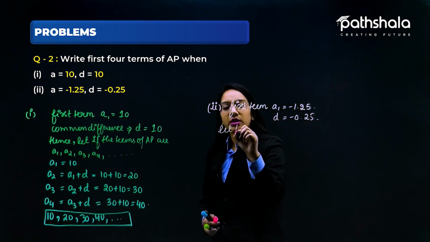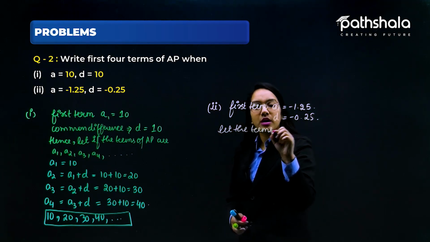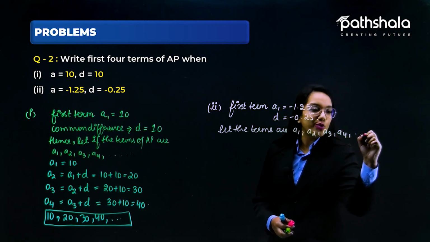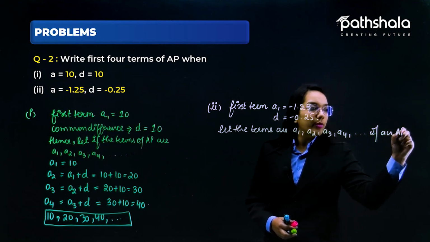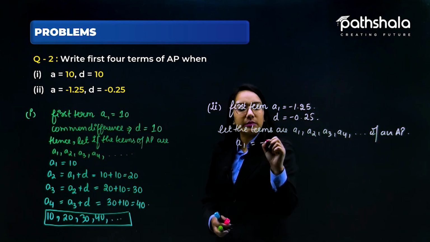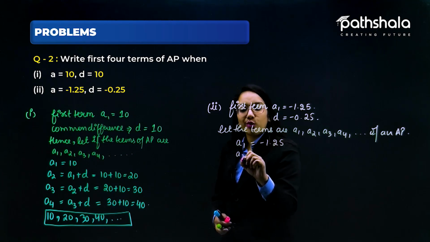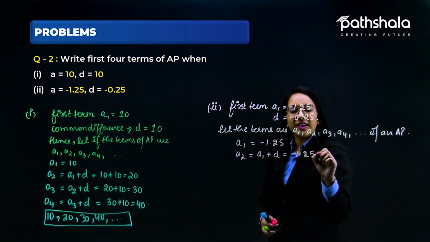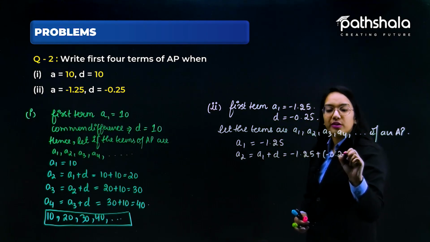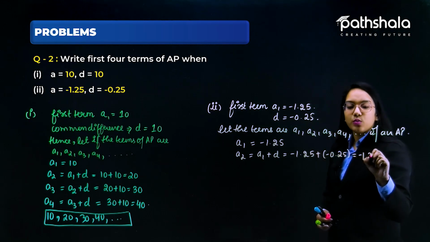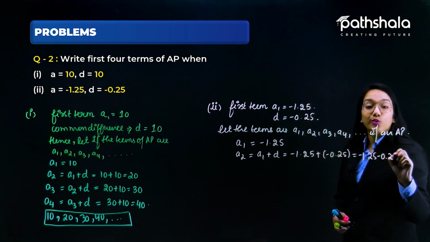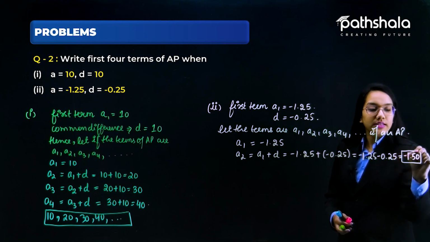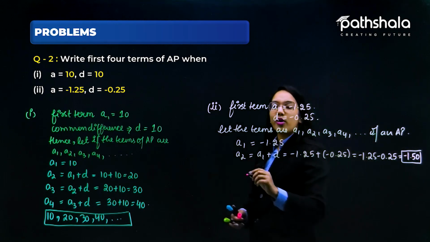Again, let the terms be a1, a2, a3, a4, and so on of an arithmetic progression. We know a1 is minus 1.25. So a2 would be a1 plus d. This would be minus 1.25 plus minus 0.25, which is minus 1.25 minus 0.25, and at the end we get the answer as minus 1.50. So the second term is minus 1.50.